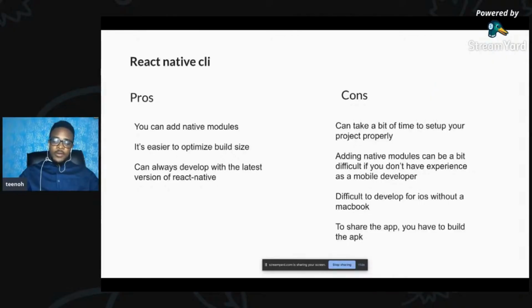For the pros, the good thing is that you can add native modules. So if you recall, we saw that it gives us an Android and iOS folder. So you could easily just jump in and make changes and edits. It is much easier to optimize build size in the sense that it's giving a bare metal project, right? So you have control of the different libraries that you're adding, and adding libraries obviously is a factor in determining the final size of your application.